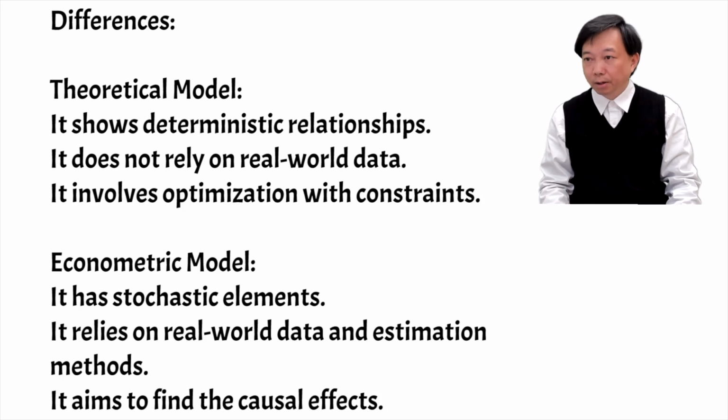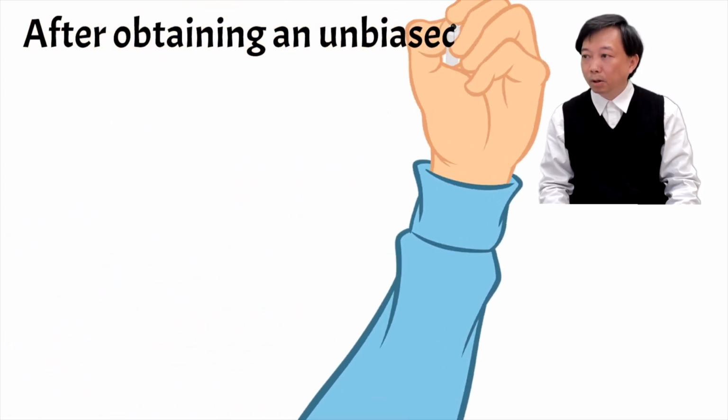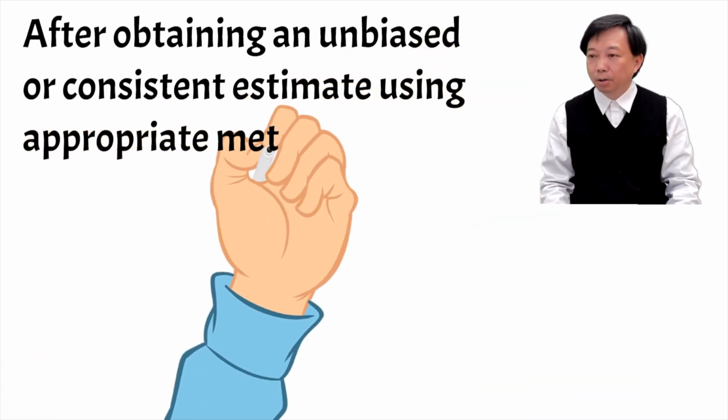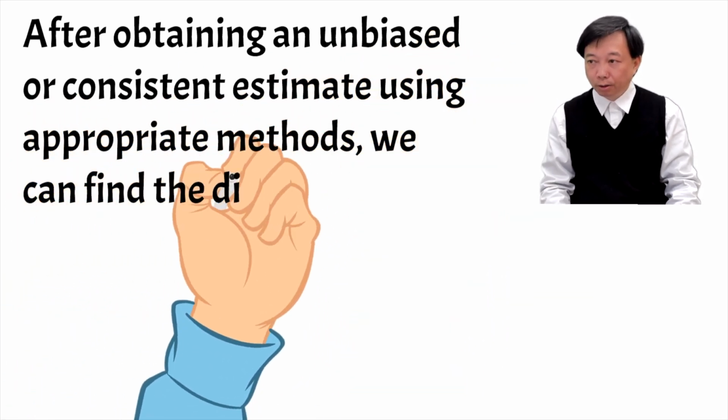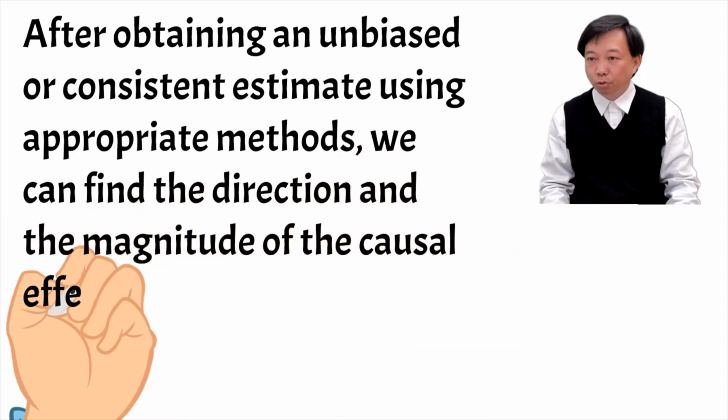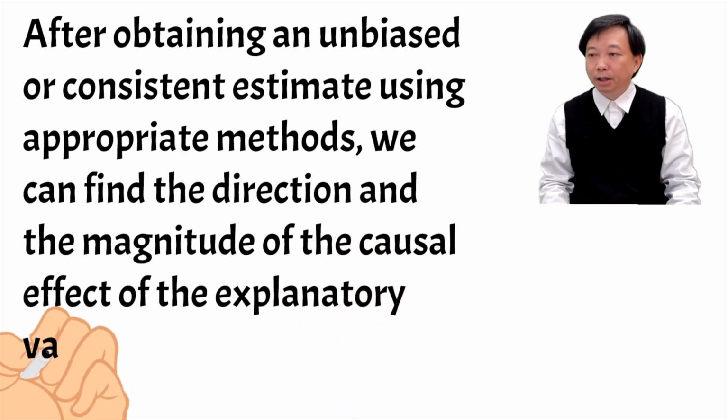What questions can an econometric model answer? After obtaining an unbiased or consistent estimate using appropriate methods, we can find the direction and the magnitude of the causal effect of the explanatory variable of interest on the outcome variable.